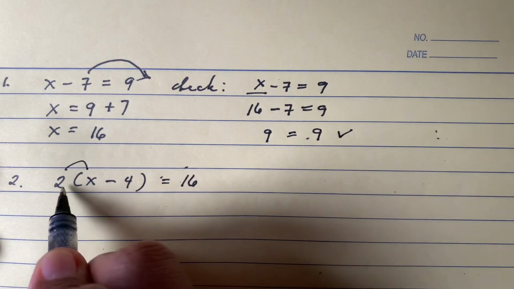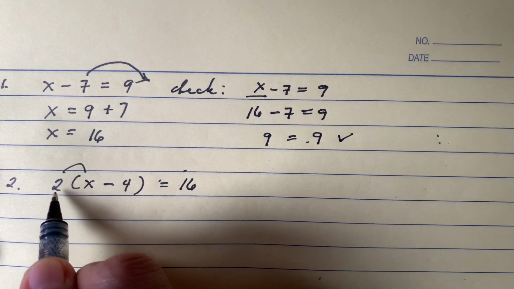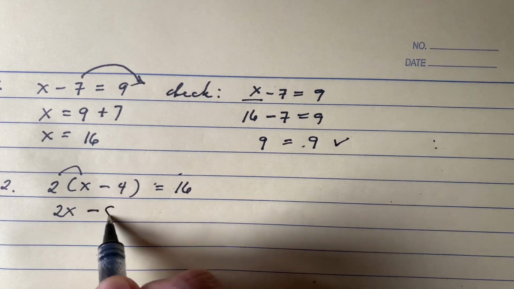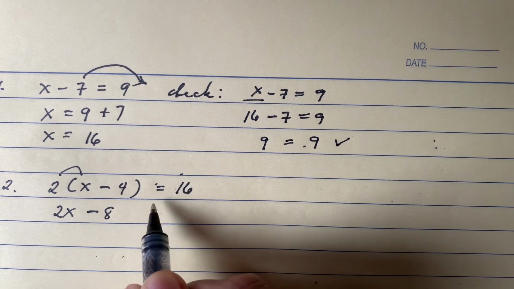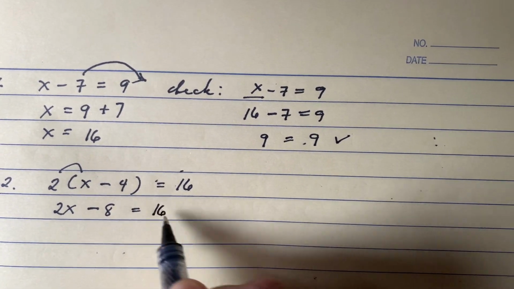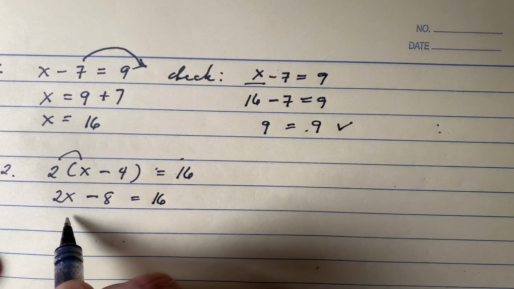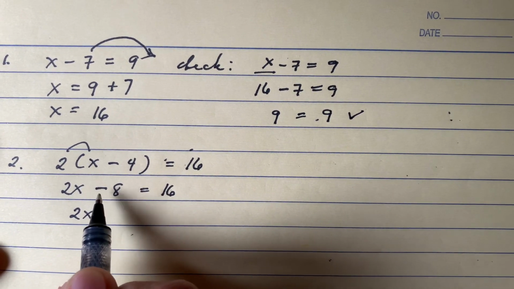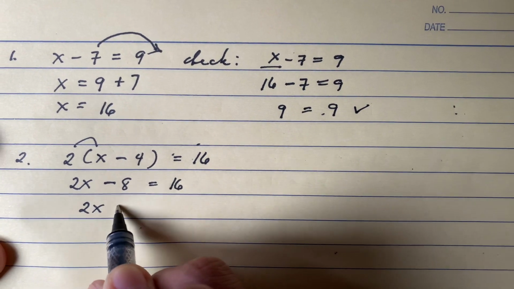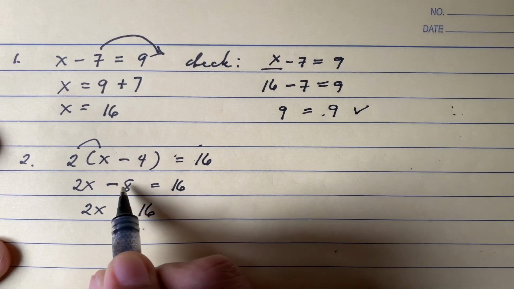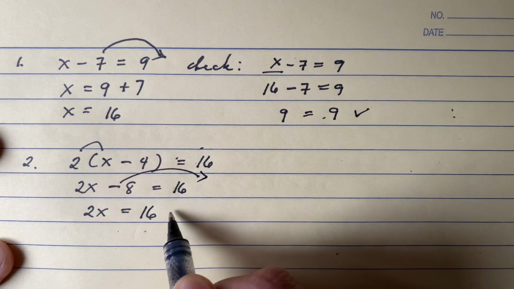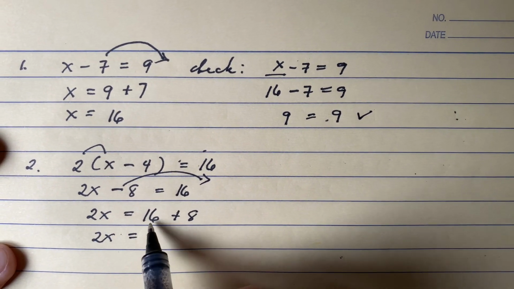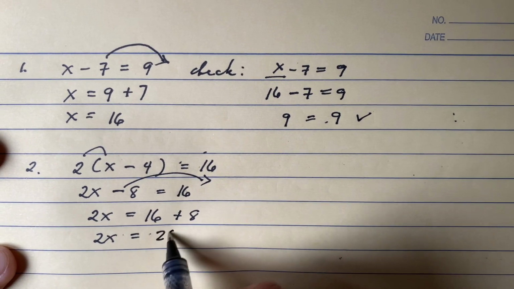Now, to distribute this, we are simply going to multiply your 2 by x. So we'll be getting 2x, then 2 multiplied by minus 4 will become minus 8. Then, copy your 16. Now, we have here 2x. We are going to transpose your minus 8 to the other side of the equation. So this minus 8 will be transposed here. It will become plus 8. Now, we have 2x is equal to, adding your 16 and 8, this will become 24.